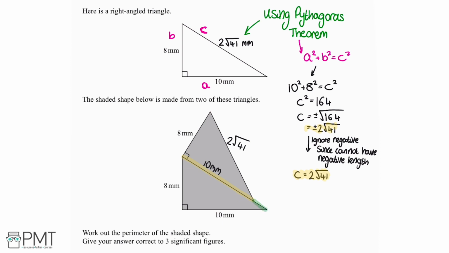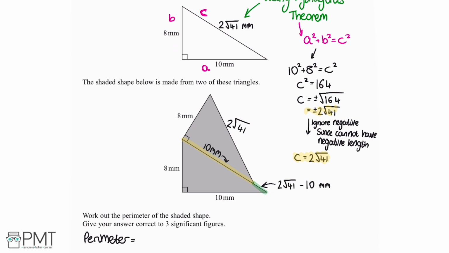So this part here is going to be the length of this whole thing here, so 2 root 41. And we're going to subtract this part here, so 10 millimeters. So this yellow bit here is 10 millimeters, and this green bit is 2 root 41 minus 10 millimeters. So now we've got enough to work out the perimeter. The perimeter is going to be 10 plus 8 plus 8 plus 2 root 41 plus 2 root 41 minus 10.